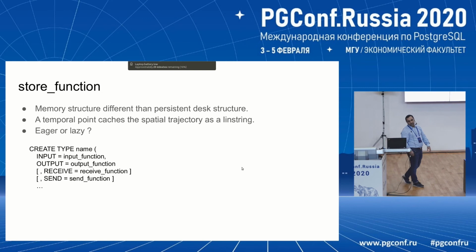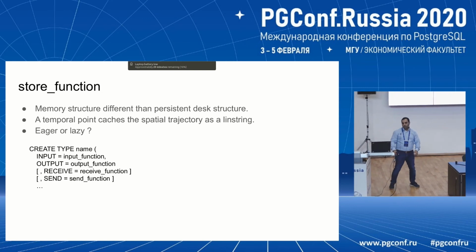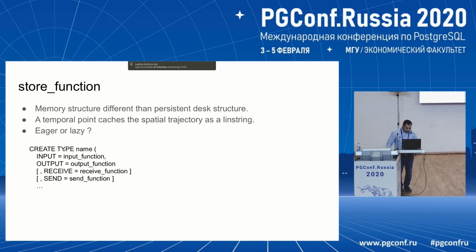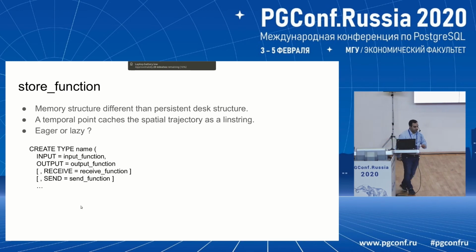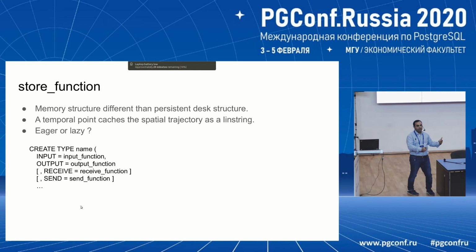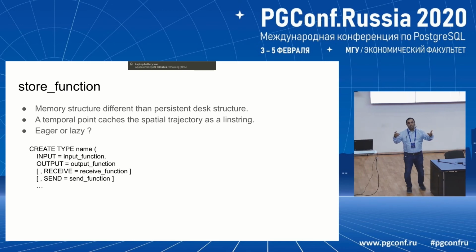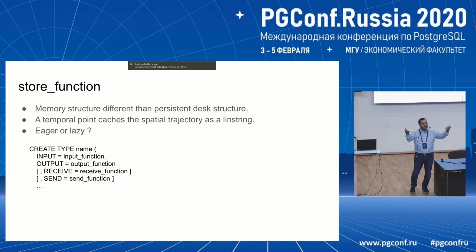Another feature we'd like to have is a store function. You know, in PostgreSQL, to create a user type, you provide some interface functions, including an input function, an output function, a receive function, a send function. We would like to add to this list a store function. Why? There are situations, and we have a use case, where the memory representation of a type is different from the disk representation of a type. PostgreSQL does not make this distinction. It always thinks that the memory representation is the same as the disk representation.